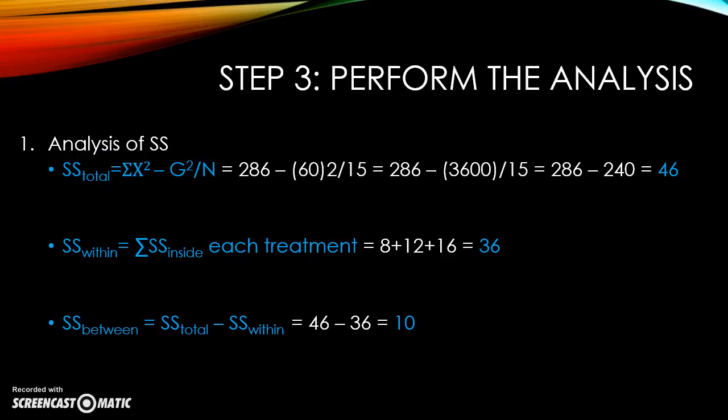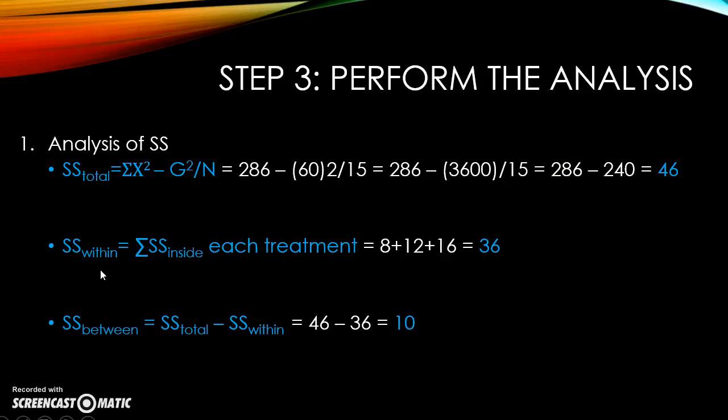Moving on to step 3, we'll start performing the actual analysis. And as I mentioned previously, we will begin with the analysis of the sum of squares. Once again, the equations are highlighted in blue as well as the answers, just so they're more noticeable. So to find the sum of squares total, we would take sum of x squared, given to you on the first slide, minus g squared, also given, divided by n. So plug in those values and you'll get 46.